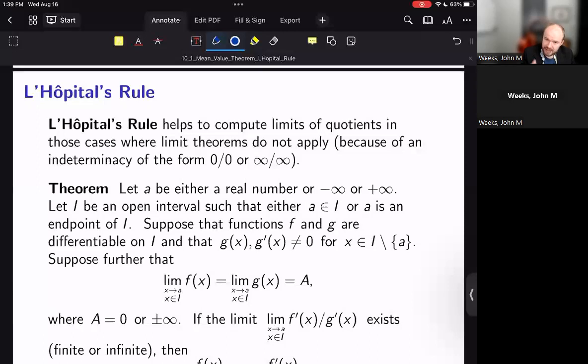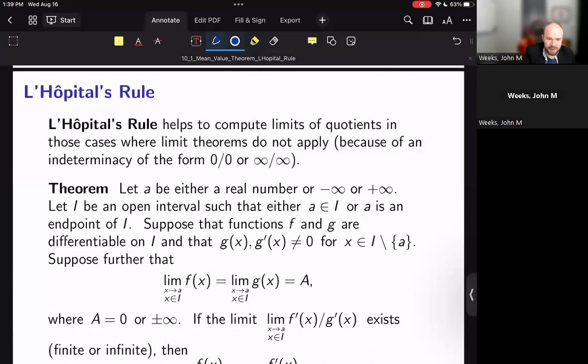So here's the theorem and the conditions that are useful in order to prove it. Let's start with a real number or negative infinity to infinity. This is the place where x is going to be approaching. x can approach a real number, a, or it can approach negative infinity or positive infinity.